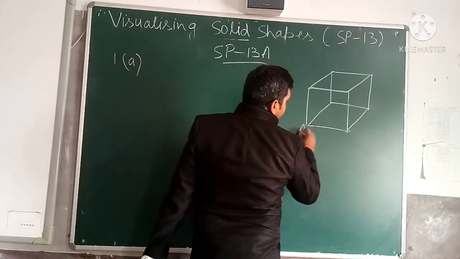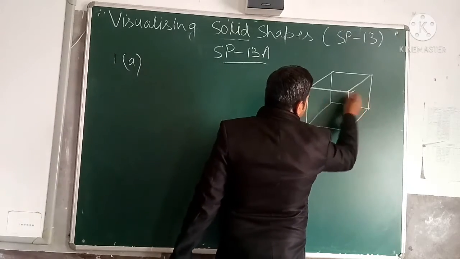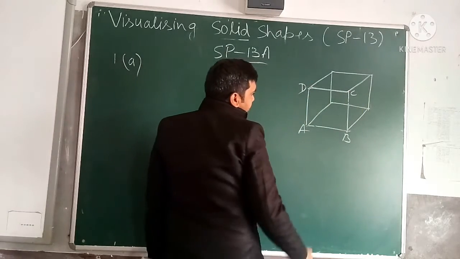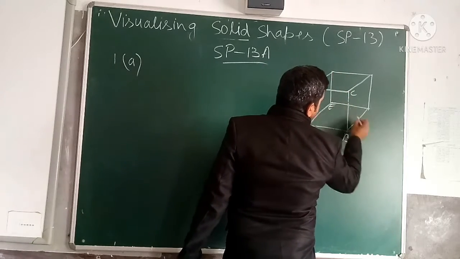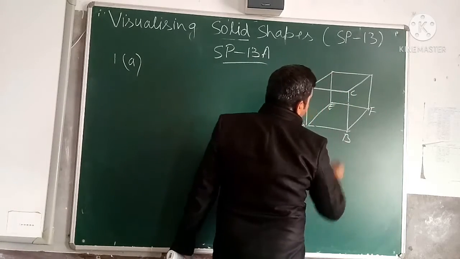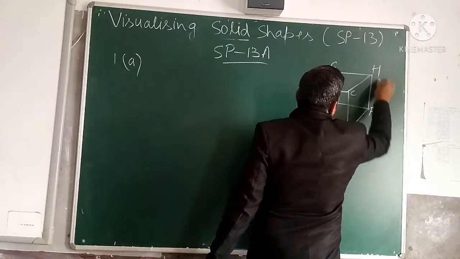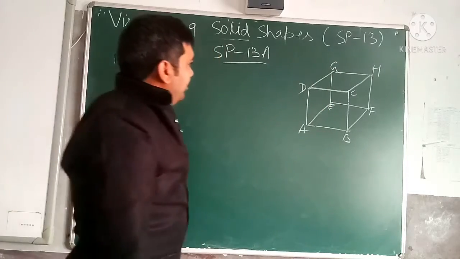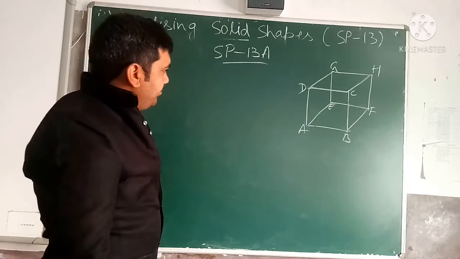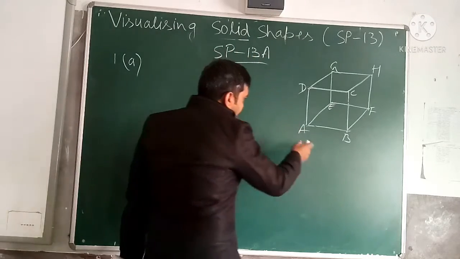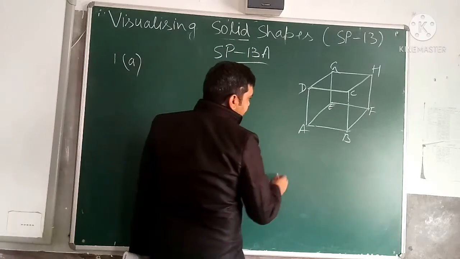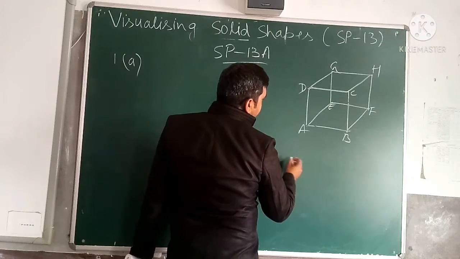You can give names also. A, B, C, D, that is the edge. Now you can also give names here as E, F, G, H. Like this, we have given the names. So see how many pairs of edges you can write. 12 edges you will find. AB, that is one edge. AB.